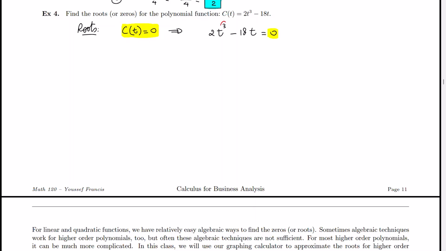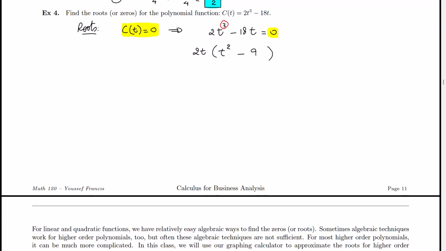Unfortunately, the polynomial here has degree 3, so I cannot use the quadratic formula. I have to stick with the factoring techniques that we know. So in this case, I've got 2t cubed minus 18t. And using my factoring knowledge, I can factor the GCF, which is 2t, because 2t cubed has a 2t factor, and 18t has a 2t factor as well. So when I take out the 2t, I'm left with t squared minus 9, because t squared times 2t will be the 2t cubed, and 9 times 2t will be the 18t that was already there.